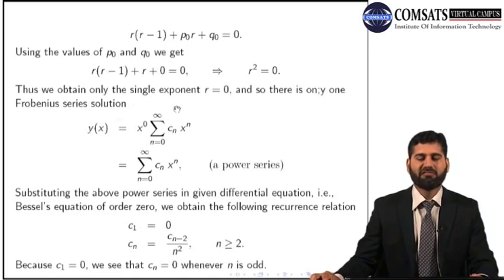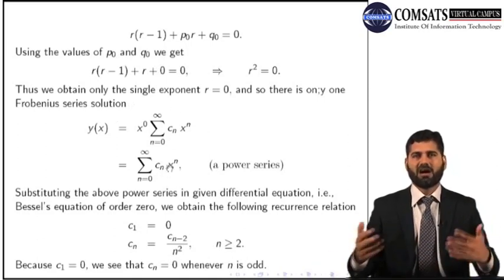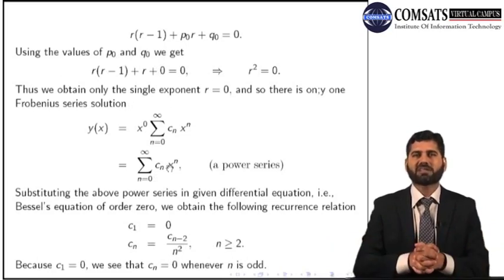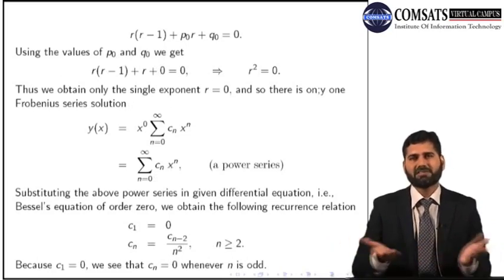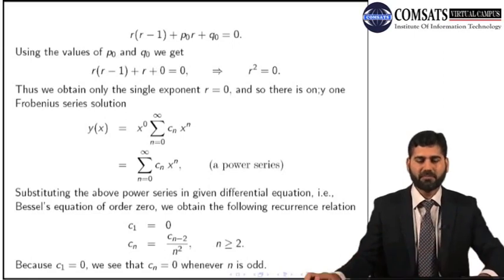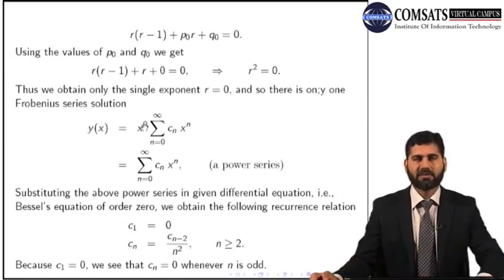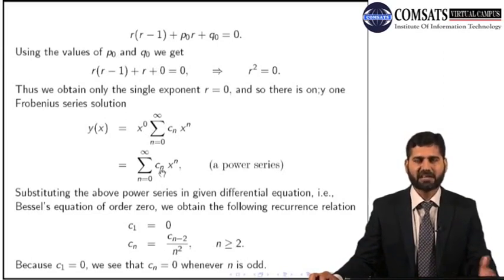And there is only one Frobenius series solution, because I got only one solution. R1 and R2 are the same. If they are the same, then there is just one solution. So I can get x to the power 0 times the sum from n equals 0 to infinity of Cn x^n. This is basically a simple power series. It turns out that we are getting the simple power series.